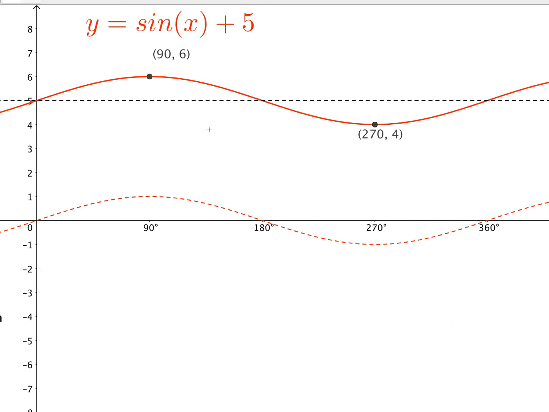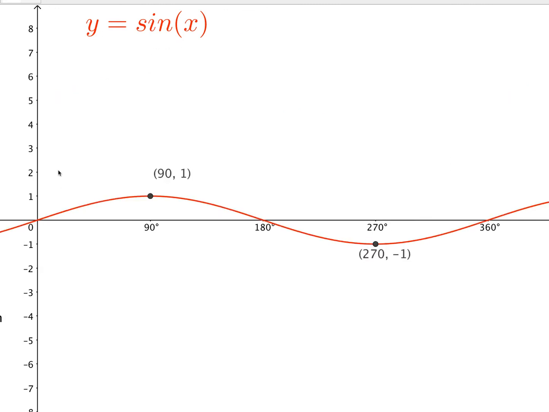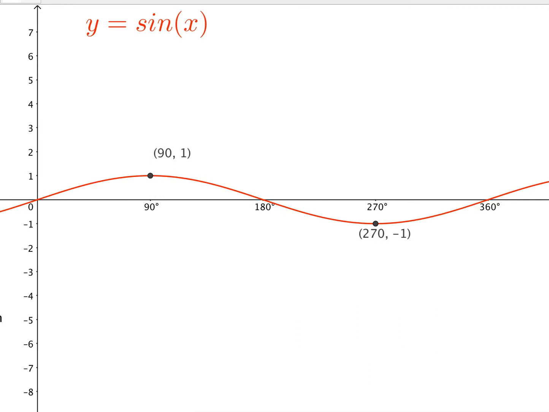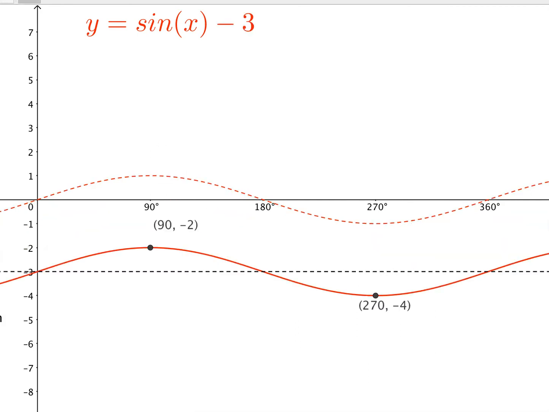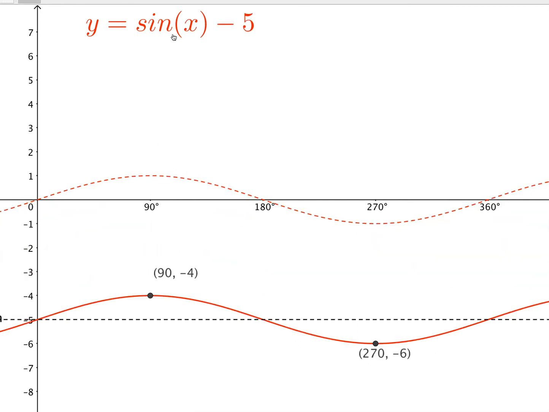X coordinates are unchanged. Of course, you could take it down 5. There it is. Y coordinates lose 5. So at 90 degrees the y coordinate was 1. It loses 5 to become negative 4. At 270 degrees the y coordinate was negative 1. It loses 5 to become negative 6.